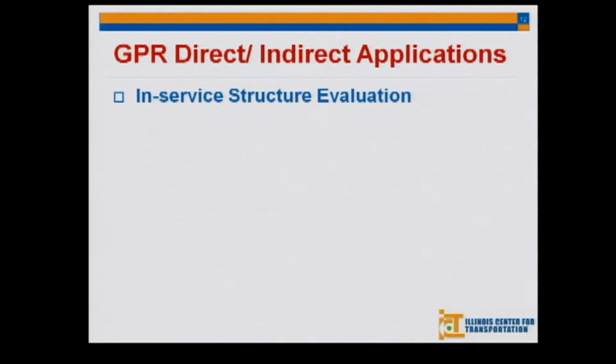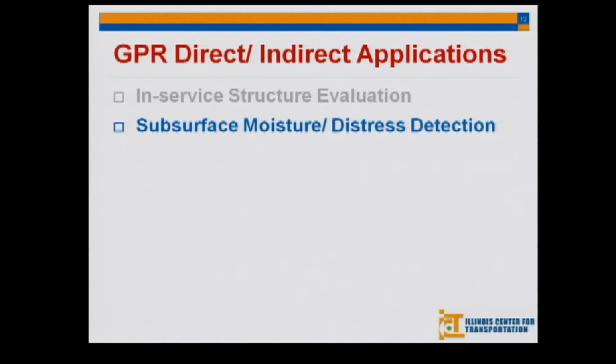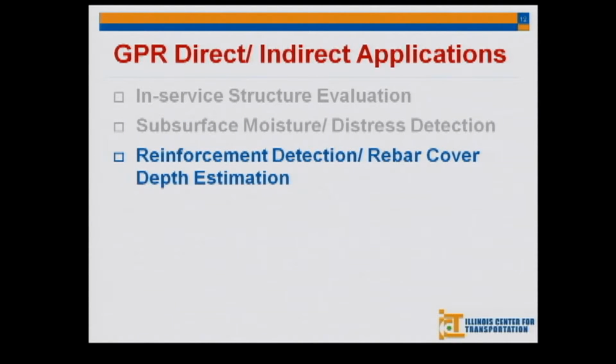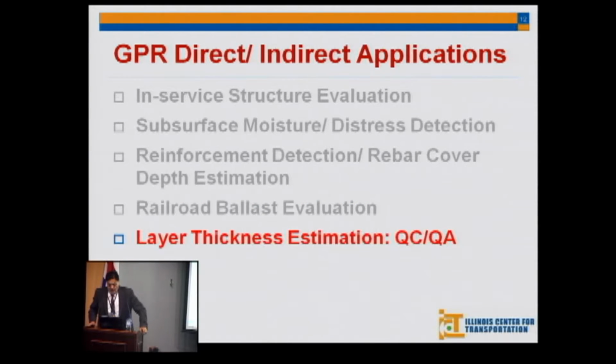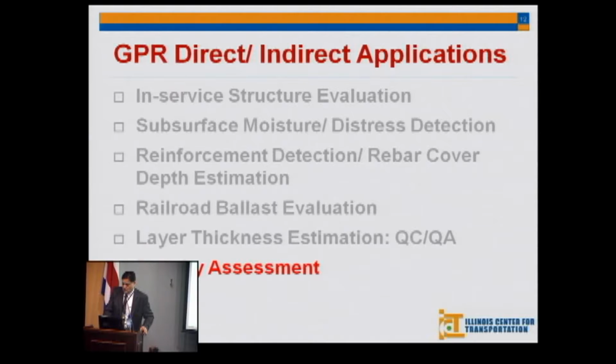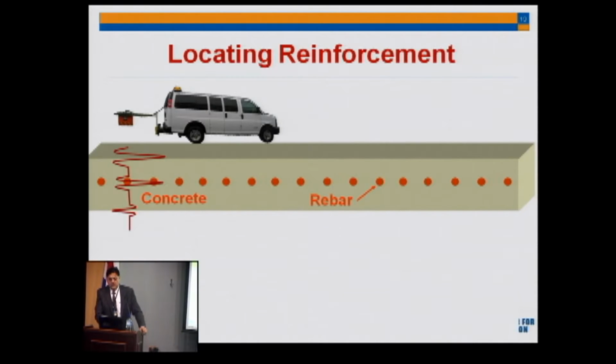So the GPR direct and indirect application is for in-service structure evaluation. We can detect moisture because moisture has a very high dielectric constant. We can detect distress because the distress will have a different dielectric constant. We can detect reinforcement very easily because reinforcement is a complete reflector. And we can also use it to evaluate railroad ballast. Today, I will focus on 2 points, which are the layer thickness estimation, as well as the density assessment, which is something new that we have been working on.